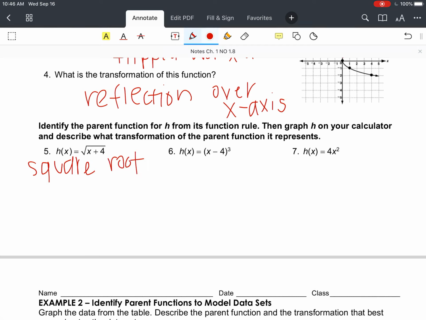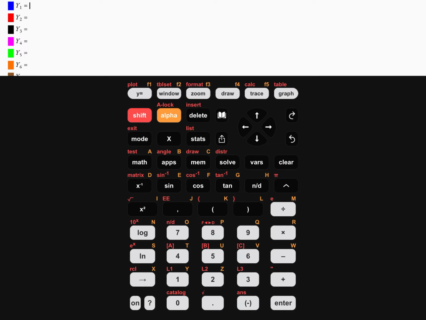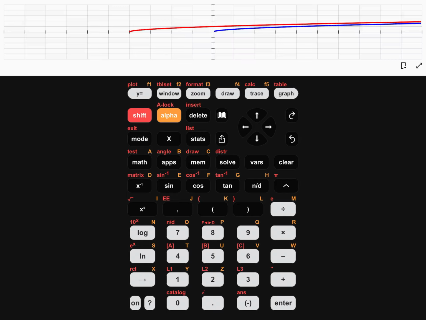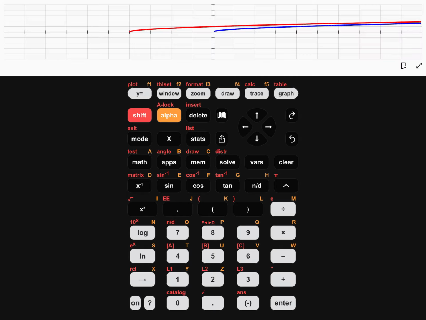And this is where a graphing calculator would come in handy. So I'm going to move over to my online graphing calculator here called the Taculator. I'm going to go into y equals. In my y equals, the first one I'm going to type in is the square root of x. And then in my y2, I'm going to type in the new one, the square root of x plus 4. And I have to make sure, notice my 4 is underneath the square root. I'm going to press graph for both. The blue one, the first one in my y equals, is my original parent function. And my red one is my new function.